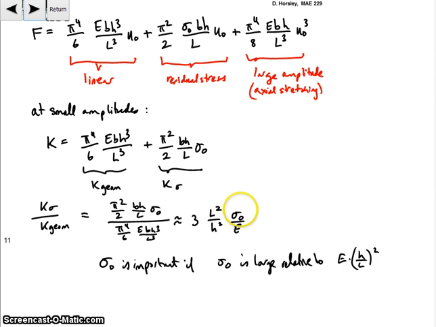Because if, let's say, for example, sigma naught is equal to E times H over L squared, then this thing will be 3, okay, right? K sigma would be 3 times the geometric spring constant. Okay?